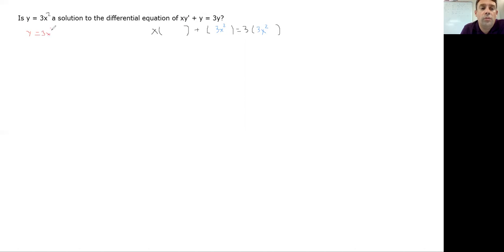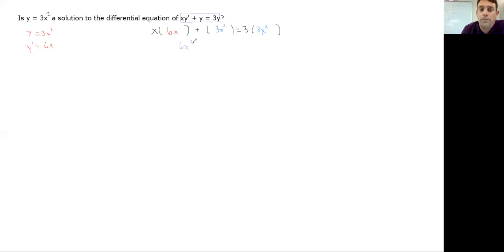Differential equations are equations that come from the derivative of a function or some sort of equation. So y prime is 6x. If I plug 6x in here, what we're asking ourselves is, is this going to be the same? If I get the same thing on both sides, then y equals 3x squared is a solution to this differential equation. So is it a solution? Well, it depends. Do I get the same thing on both sides?